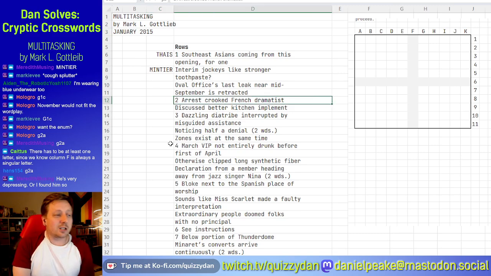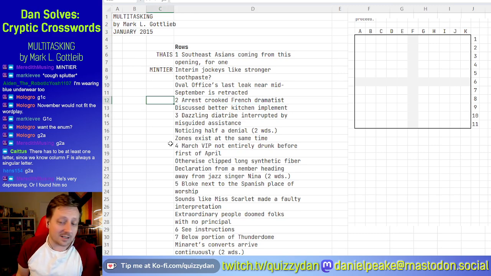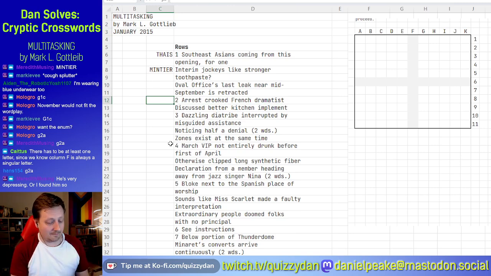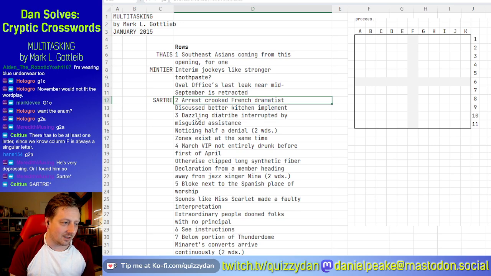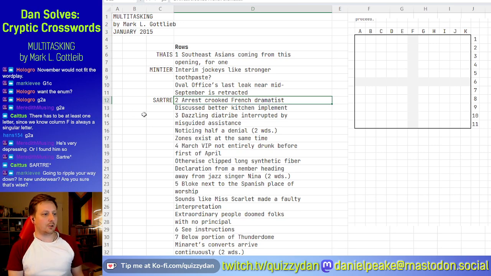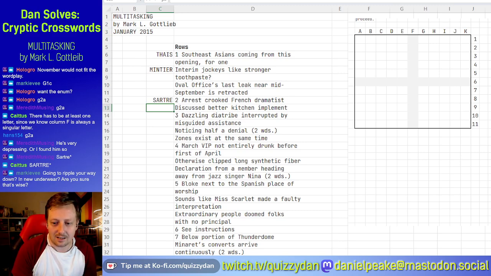Let's go on to 2 across for Rose. Go for it. It's an anagram of arrest, and it is Sartre because he's crooked. French dramatist Sartre. Yes, I think he's.